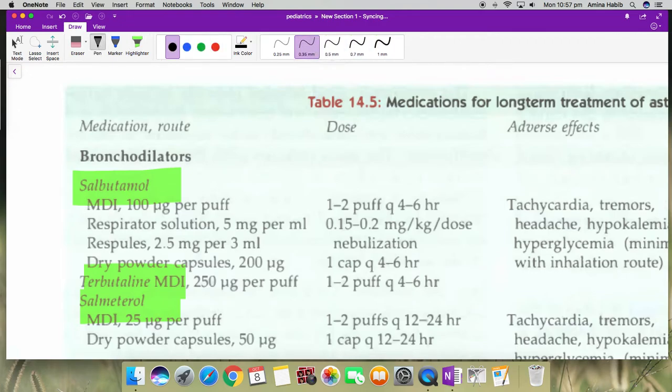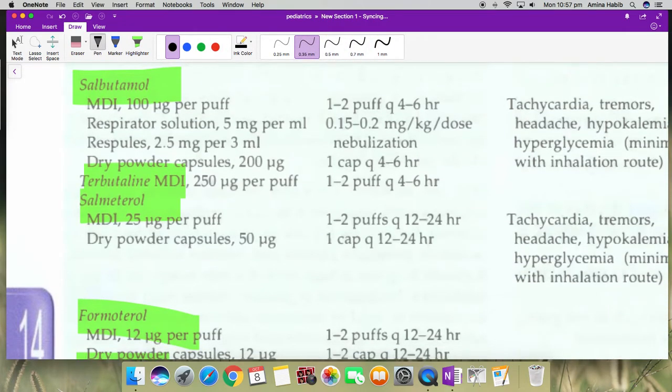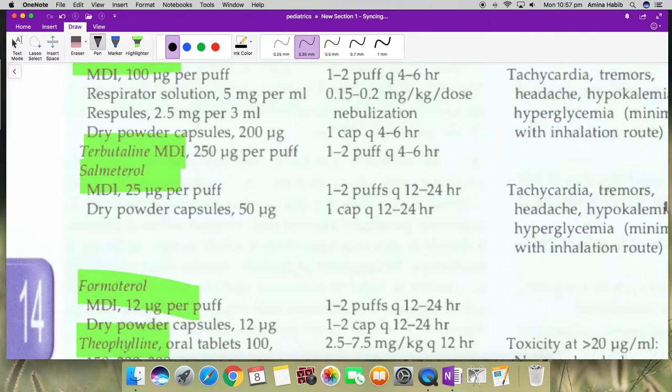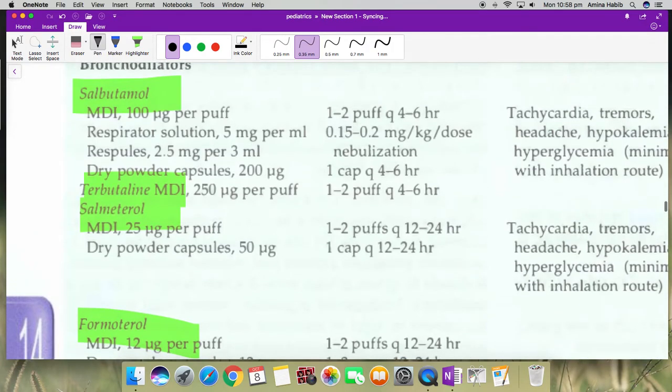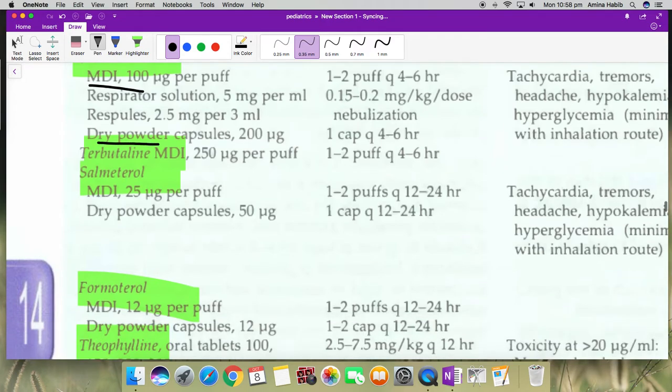So let's first quickly have a look at the various routes, I mean, which drug is given in which form. Obviously, use your common sense. Salbutamol is one of the most frequently used drugs, so it will be given as MDI as well as DPI, that means metered dose inhaler as well as dry powder inhaler or rotahaler. So for salbutamol, we have the MDI form as well as the dry powder form.